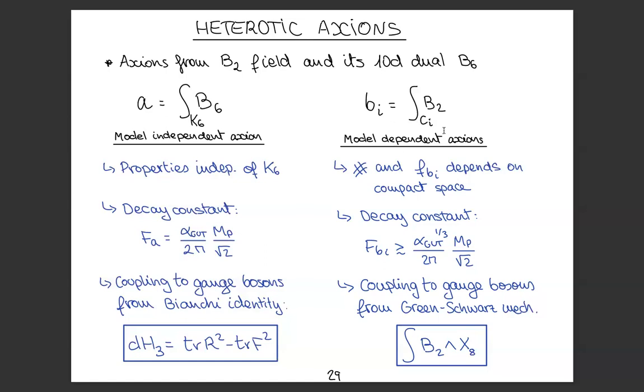On the other hand, the model-dependent axions, as the name says, are a little bit more model-dependent. And this is because even the number of these guys depends on how many two-cycles we have. That is, it depends on the compact space. The decay constant is also a little bit model dependent, even though you can get lower bounds of this form as detailed in Svrcek and Witten. But the most important part is that while the decay constant and the number of these guys depends on the compact space, the couplings to gauge bosons are going to be quite independent. And this is because they come from the Green-Schwarz counterterm that you necessarily need to have in 10 dimensions.